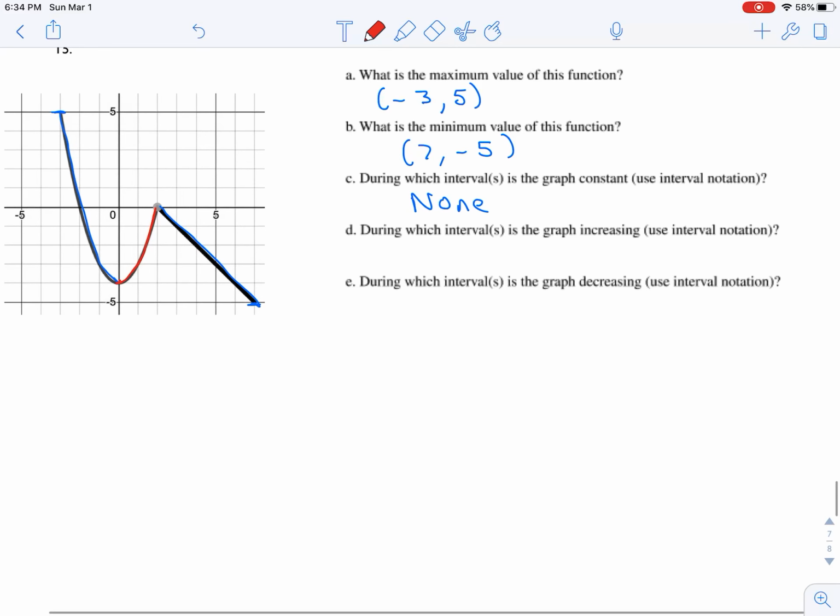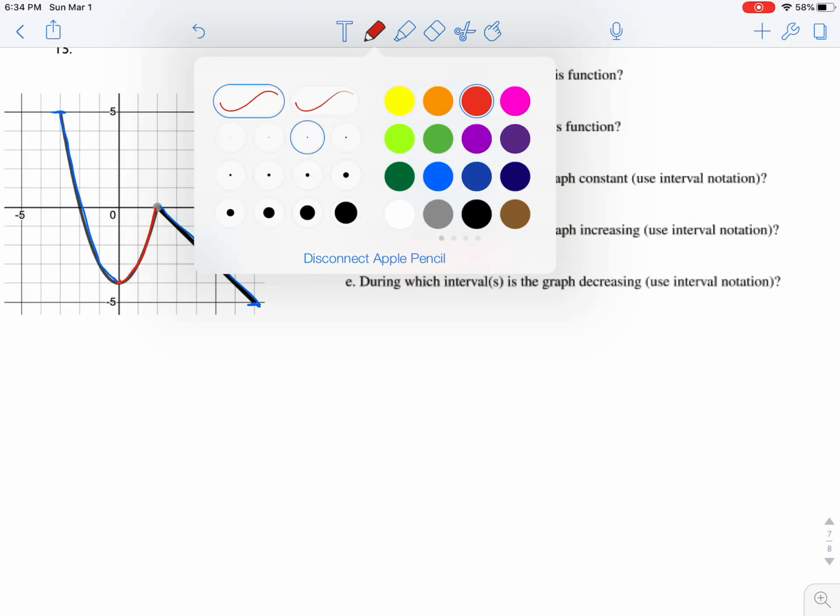So that is the interval from 0, parentheses, because it's a transition point, to 2, because it's a transition point, both have parentheses. During which intervals, oh, I'm sorry, I just answered E. Oh, no, I was right. During which intervals is it decreasing? Those are the blue regions.